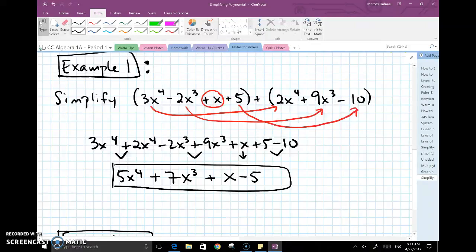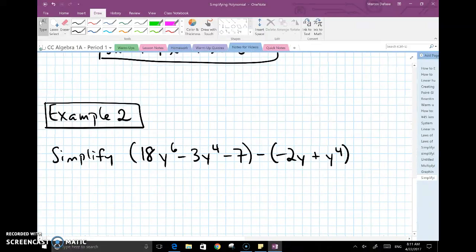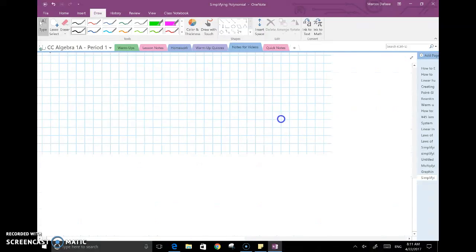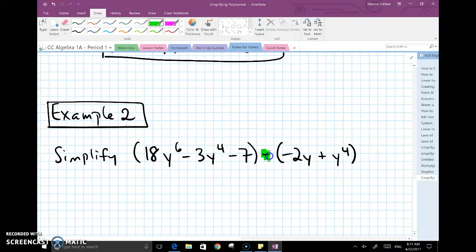Okay, in the second example, we have something similar, but if you notice, this time I am subtracting the left group with the right group. So when you subtract, you have to keep in mind what a negative does. There is secretly a 1 right here. If it helps you to visualize it better, actually write the 1 in there. And what you have to first do, unlike in the first example, is distribute that negative 1 into that binomial. So from here we get a plus 2y and a minus y to the fourth power.